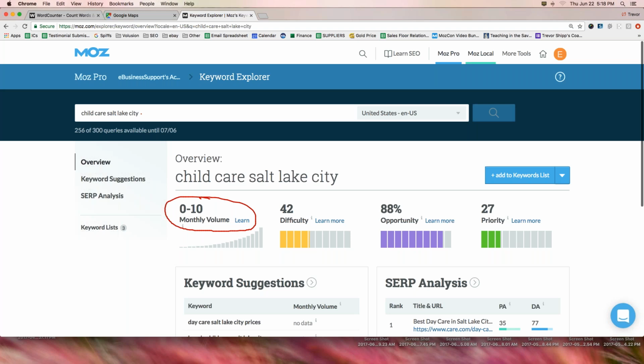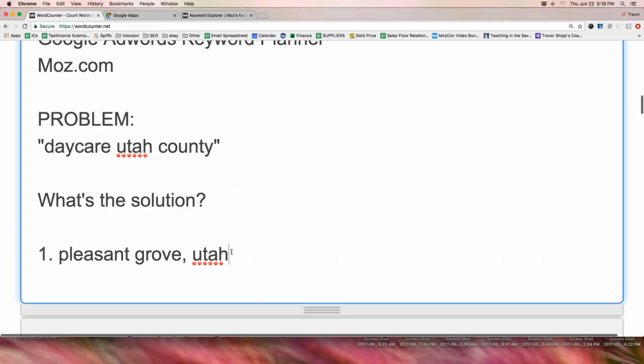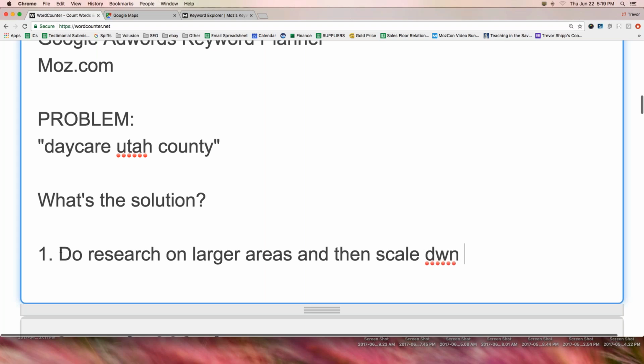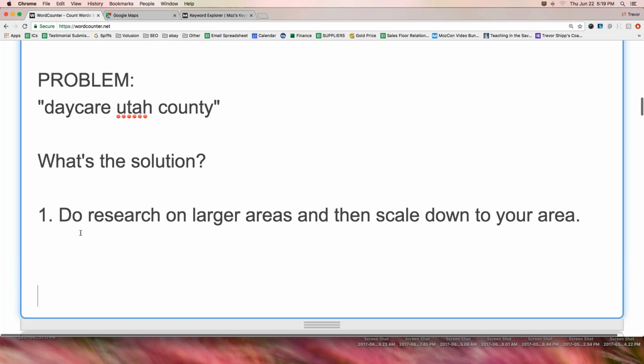So hopefully, guys, are you following that? Does that make sense? I'm not sure if that's clear or if that's a little bit of a confusing concept. But what I would call this solution is, how do I want to word this? Do research on larger areas and then scale down to your area. Okay? Yeah, I feel like you guys are getting it. Most of you guys are shaking your head, or at least I can guess you're shaking your head. You guys are typing that it's making sense. Good. Okay. So that's number 1.